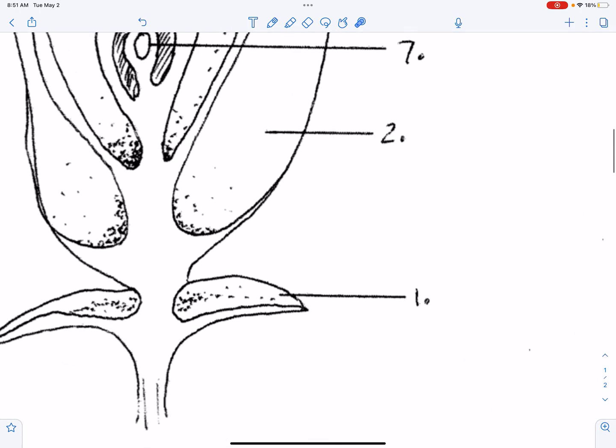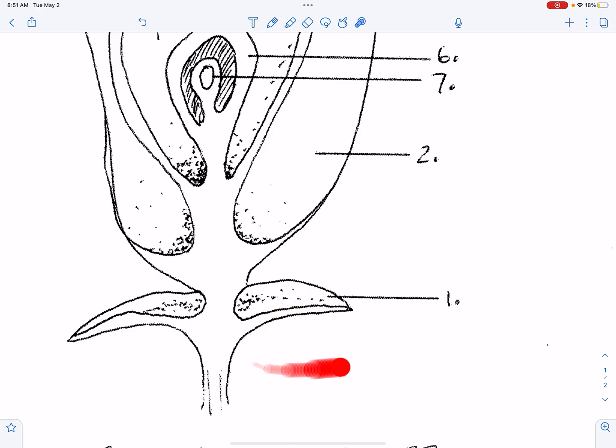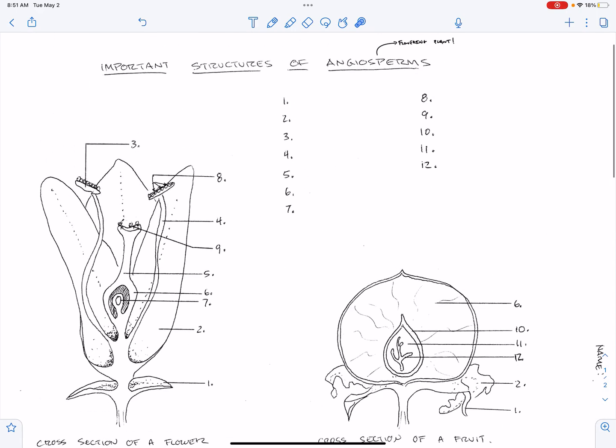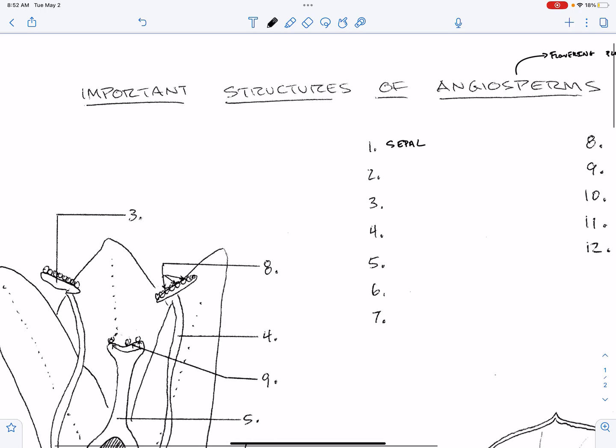Okay, so to start out, number one, this structure down here is called a sepal. Depending on the type of flower, I guess I don't need to do exclamation marks. It's not that exciting, sepals. Well, sepals are very exciting.